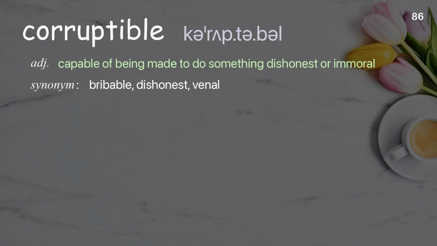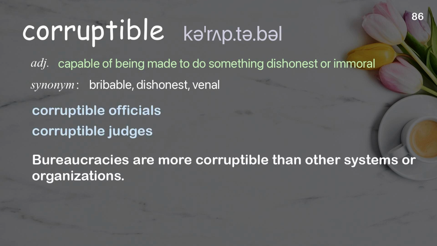Corruptible. Capable of being made to do something dishonest or immoral. Examples: Corruptible officials. Corruptible judges. Bureaucracies are more corruptible than other systems or organizations.